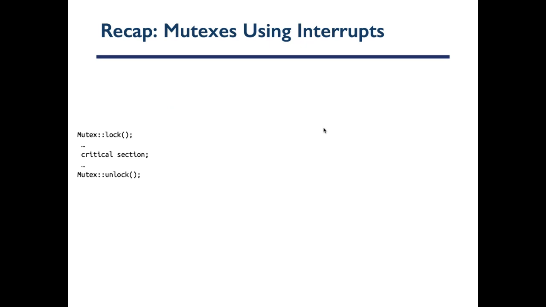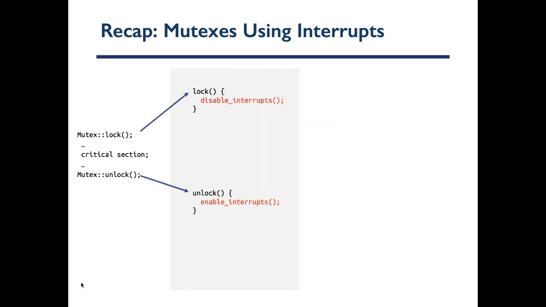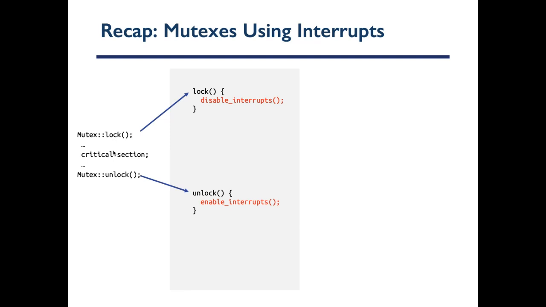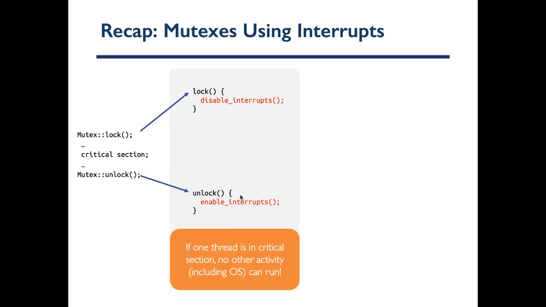Just to recap, this is how we use locks, how we use mutexes. We lock, we access the critical section, and then we unlock. So the first implementation we saw was basically disabling interrupts and enabling interrupts. The problem with it was that for the entire critical section, the interrupts are going to be disabled, so no activity other than this thread could happen. And when you exclude the activities, you're basically also excluding OS activities, which is dangerous.